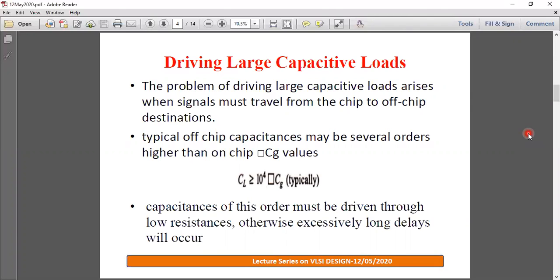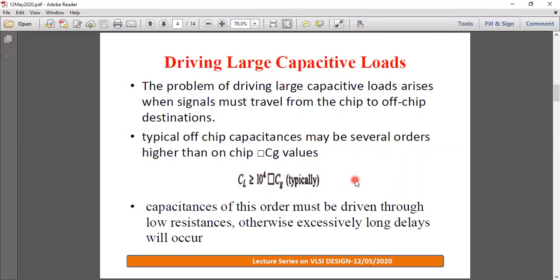The problem of driving large capacitive loads arises when the signal has to travel from the chip to an off-chip destination. Off-chip capacitance is of a very high order, somewhere around 10 to the 4 times Cg. For 5 micrometer technology, 1 Cg is 0.01 picofarad. So 10 raised to 4 into 0.01 picofarad gives you 1000 picofarad. Such a huge capacitance value will result in more delay.